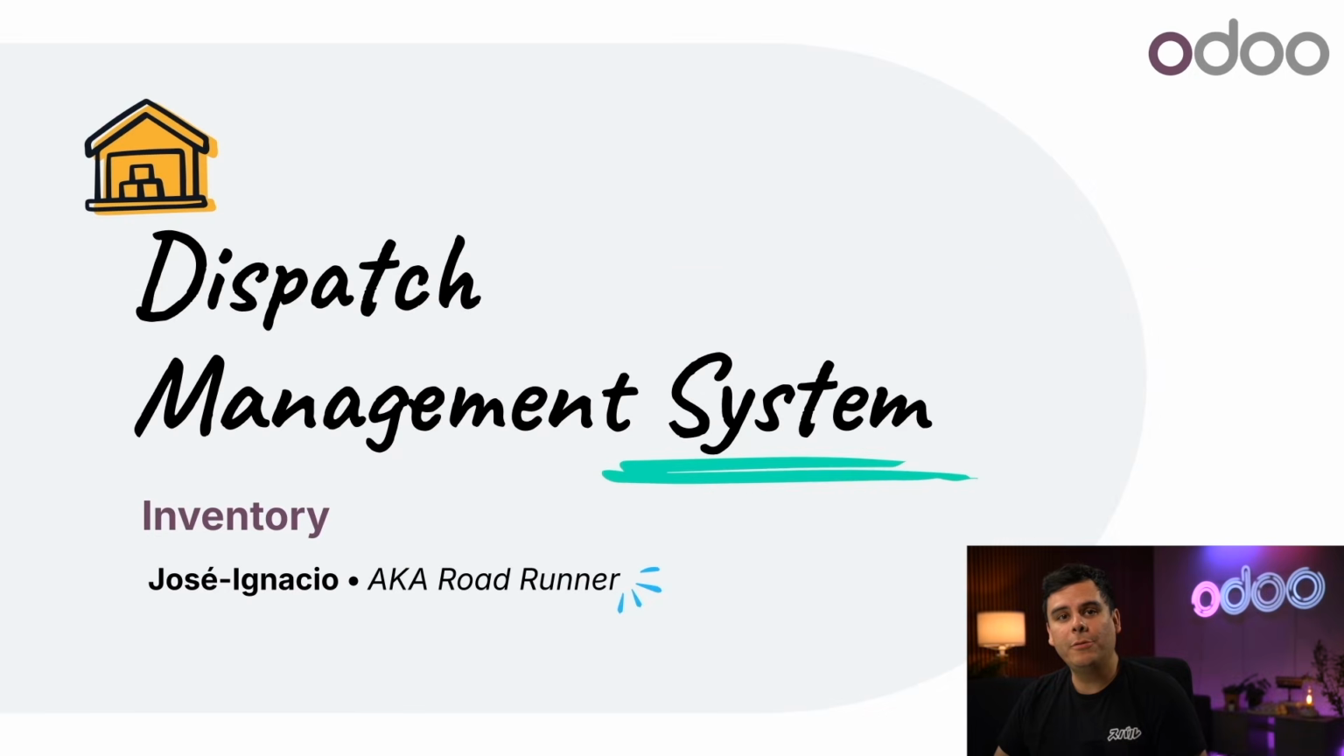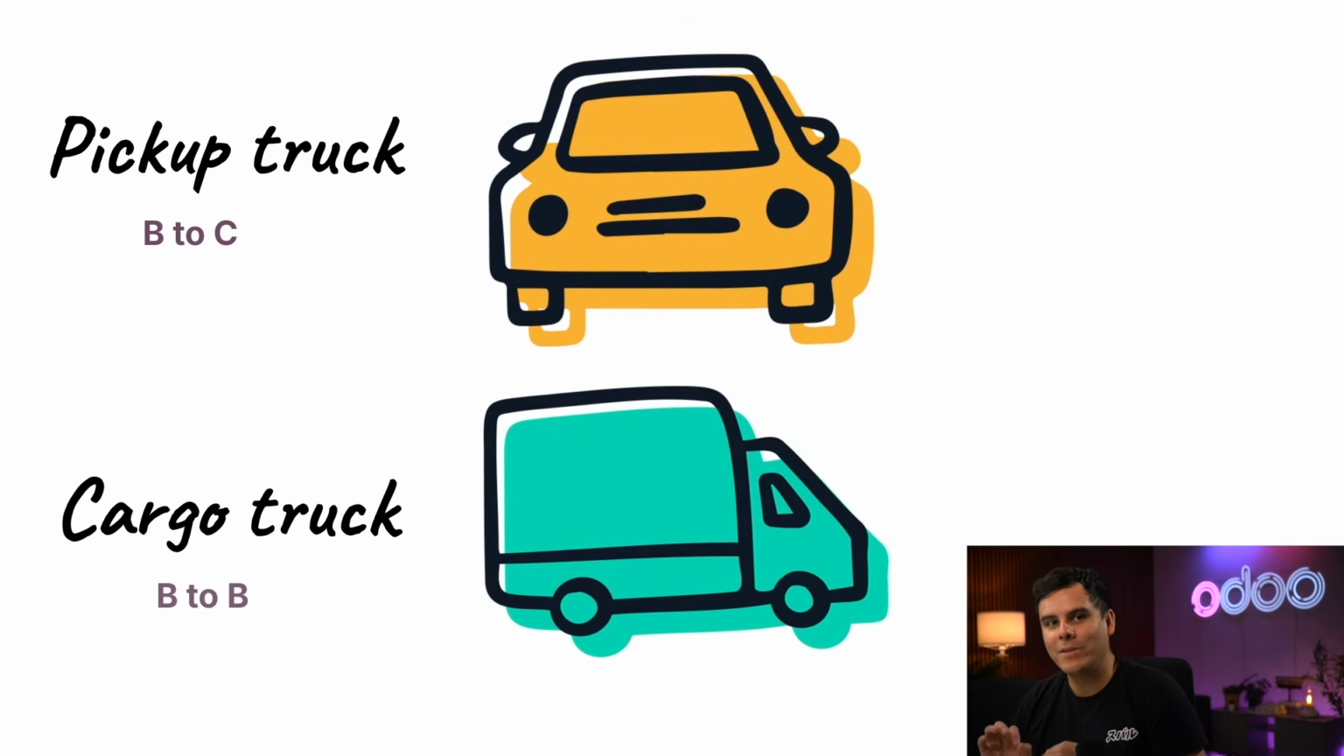Today, we're using Odoo's dispatch management system to manage our internal fleet of delivery trucks to ensure we deliver our fresh veggies efficiently from our farm to our customers. Today, we're getting pastoral and working at Odoolicious, our family farm. We deliver to individual households and businesses.